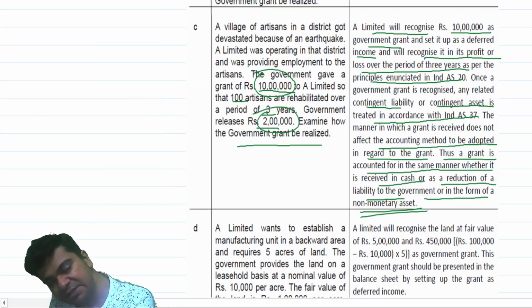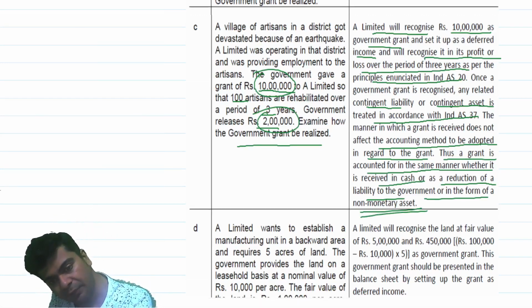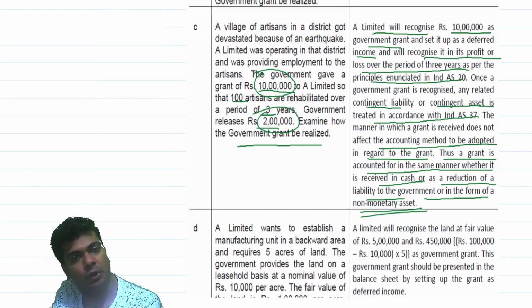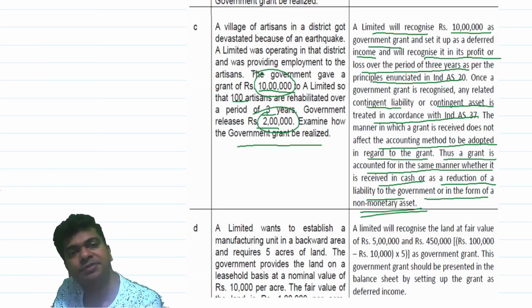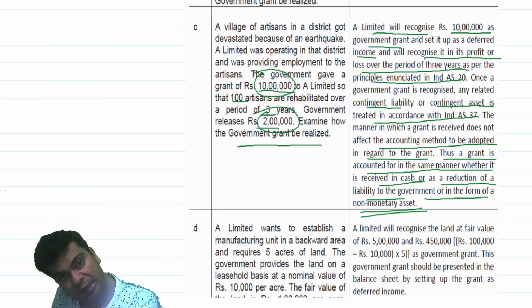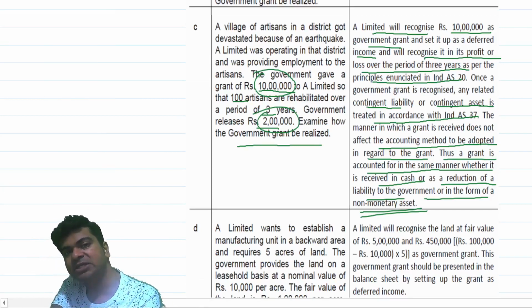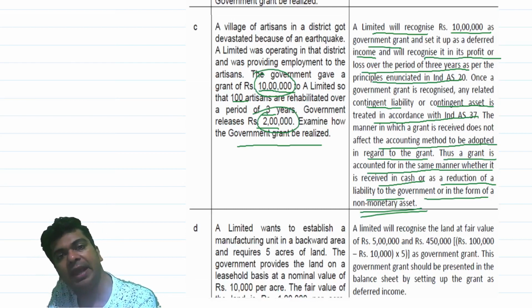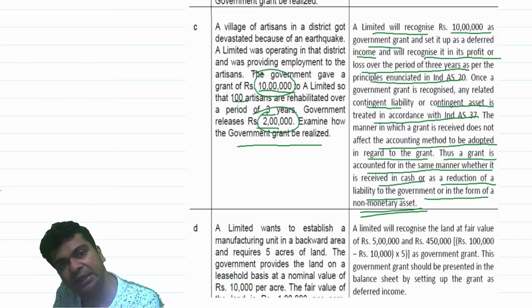Some additional stuff is there in the response, but the main response is what we had already seen earlier, right? That you have to recognize 10 lakhs as deferred income. You have to recognize it in your P&L over a period of 3 years following some systematic base. Only 2 lakhs is released right now. Hence, what should be the treatment of the remaining 8 lakhs? They are saying that remaining 8 lakhs will represent a probable inflow of resources. In other words, it is a contingent asset.